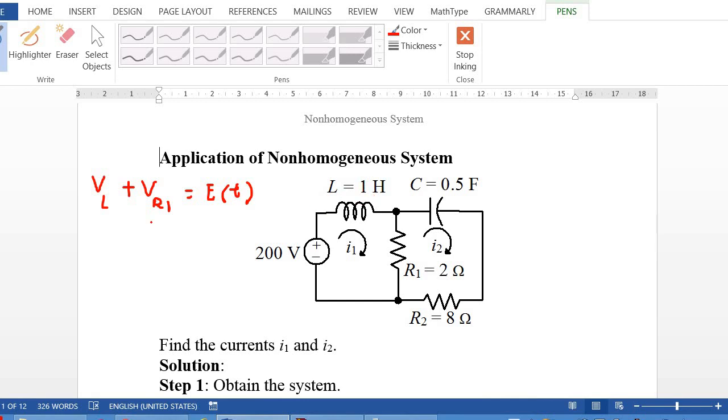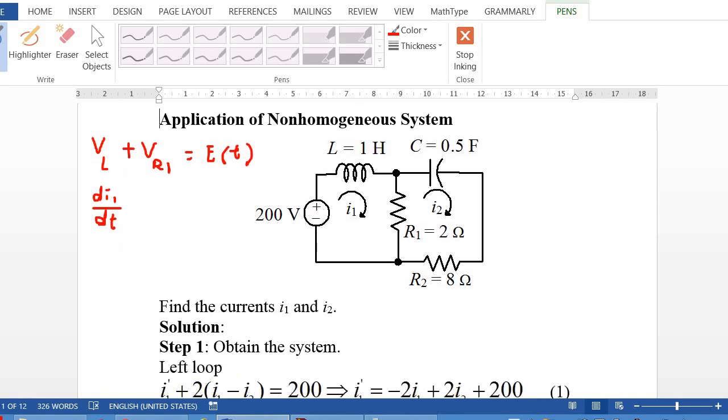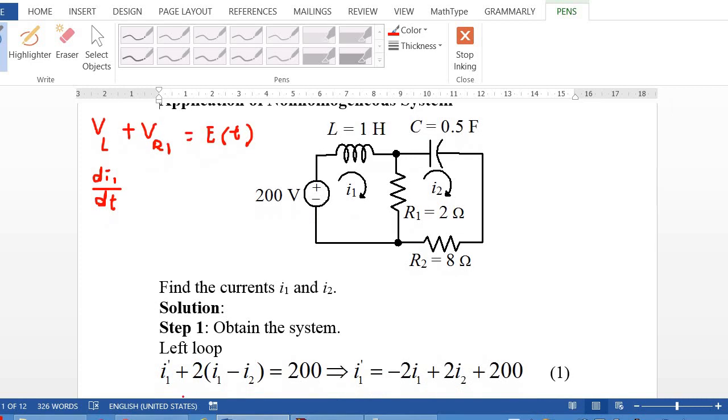VL will be L, which is 1, times dI1/dt. You can see here I put it as I1 prime, or actually dI1/dt, because L is 1. Plus VR1.